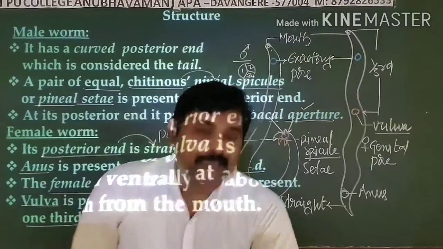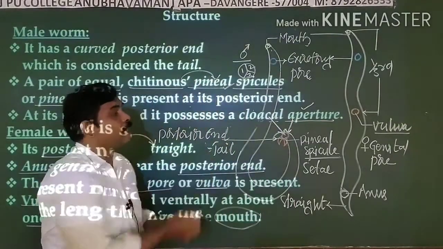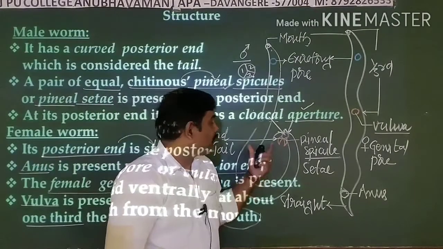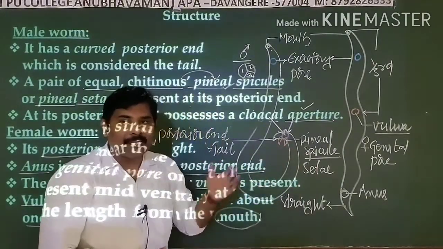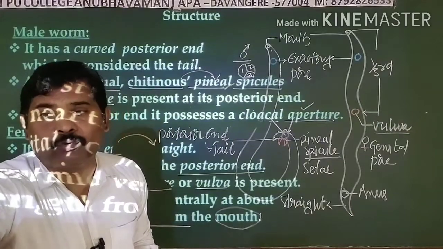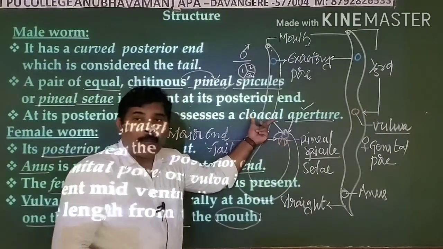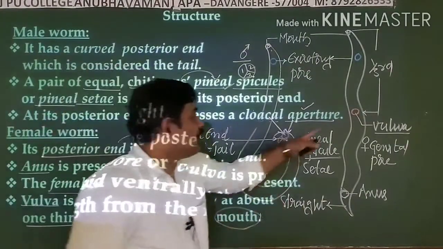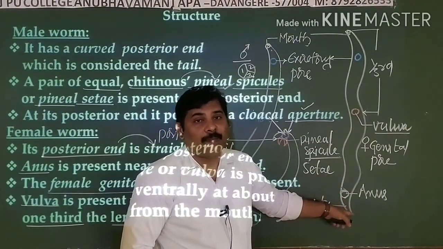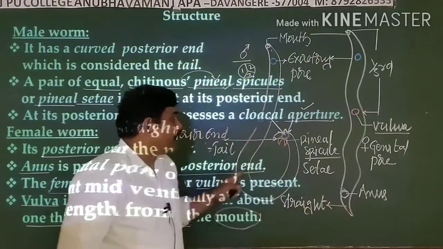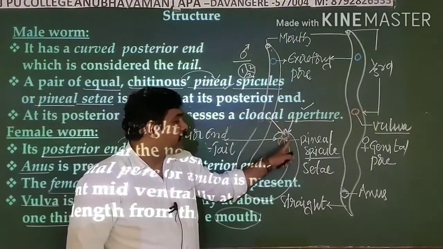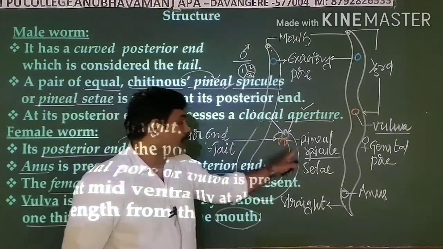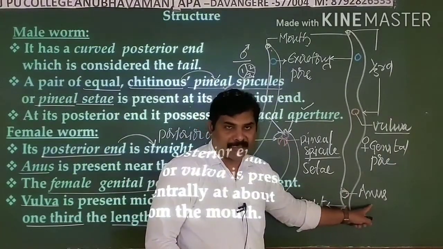So these characters help us to distinguish the male from the female. I'd like to list out the differences between the two. One is the male worm has a posterior curved tail, whereas the female worm has a straight posterior end. At the posterior end, the male worm has this cloacal aperture, but the female has the anus.